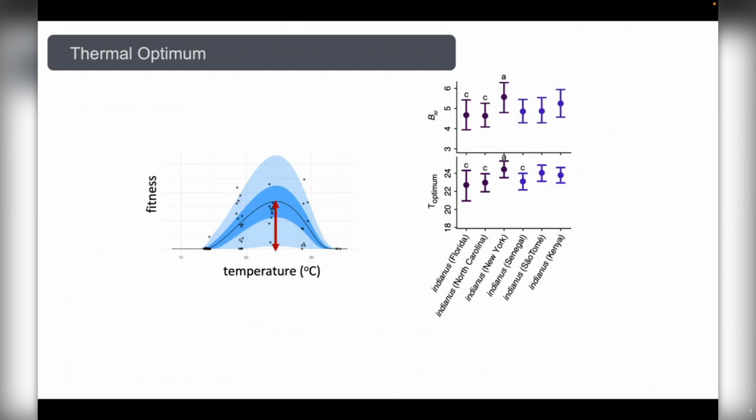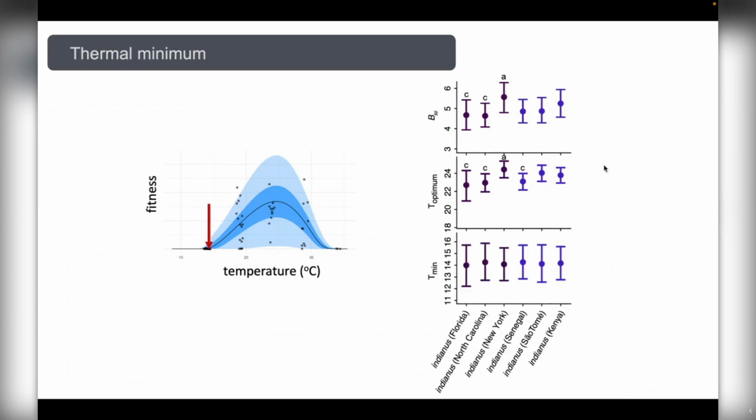Looking at thermal optima, we find a very similar pattern, really, where this New York population pops out and looks like it actually has a higher thermal optima than all the other populations we looked at. Again, it didn't significantly differ from two of the populations we sampled in Africa.